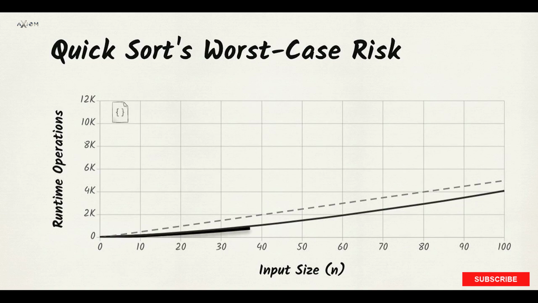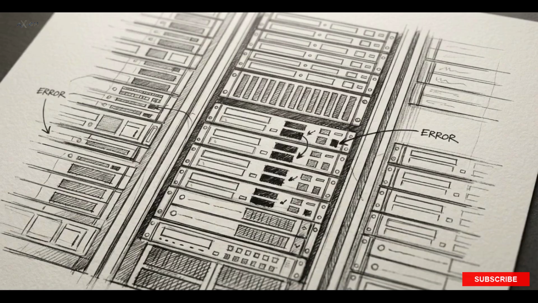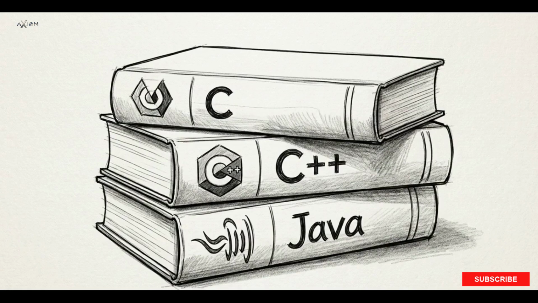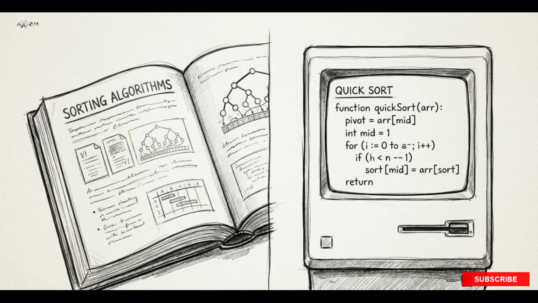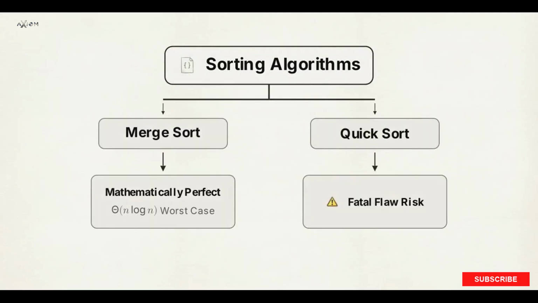In contrast, quicksort carries a notorious O(n squared) worst case risk, where a specific data pattern can cause the processing time to collapse, yet the standard library sorting functions in C, C++, and Java tell a different story. When sorting standard arrays, the developers of these core systems almost universally default to the mathematically vulnerable quicksort instead of merge sort. This creates a massive gap between textbook theory and professional implementation.